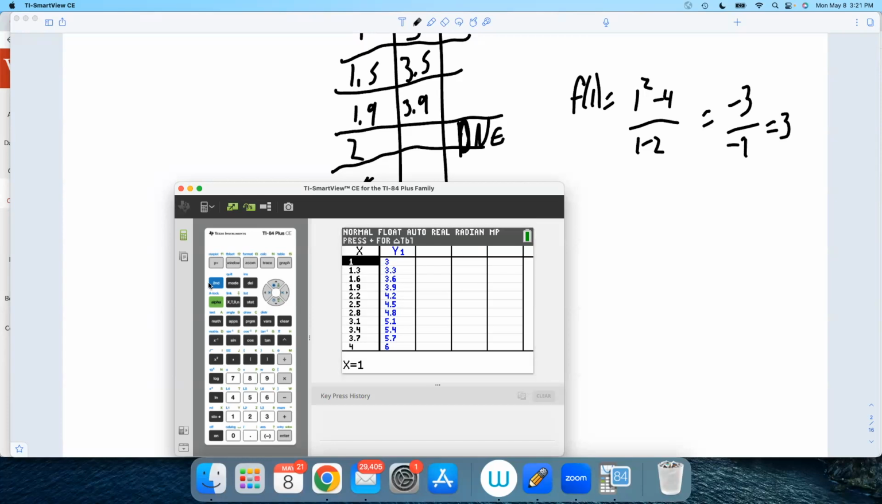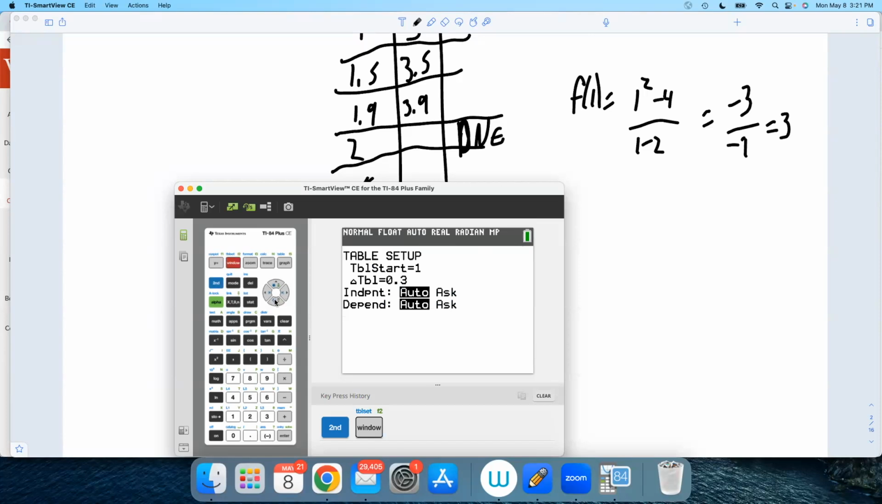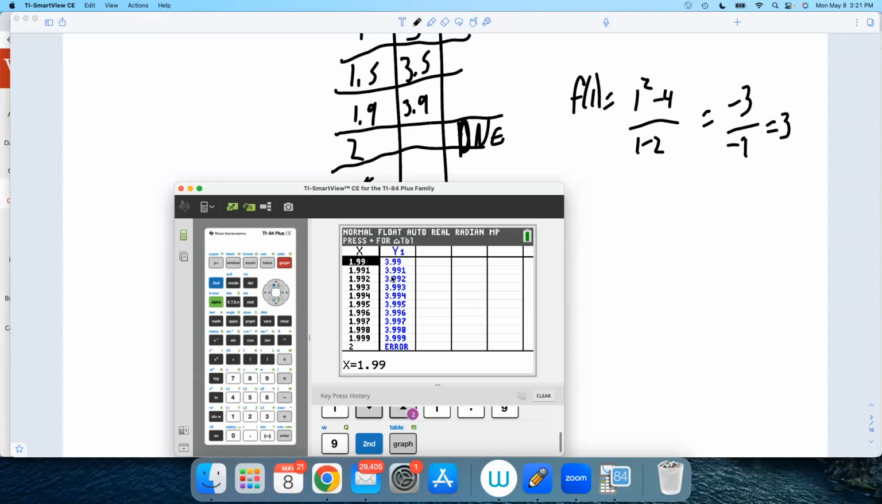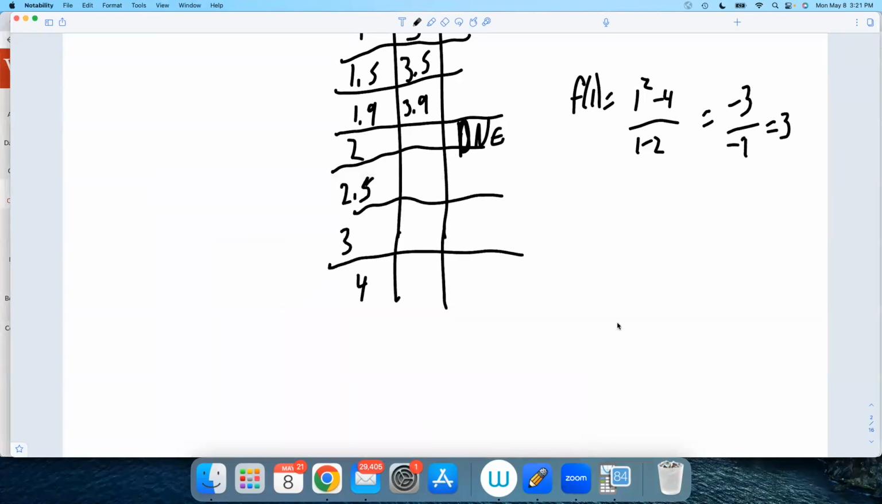If I wanted to be more precise, I could set that delta X to an even smaller number, maybe 0.001, and maybe I'm starting at 1.99. And we can see at 2, the function is undefined. But as the X's are getting closer to 2, the Y values look like they're getting closer to 4. And that'll happen from both sides.